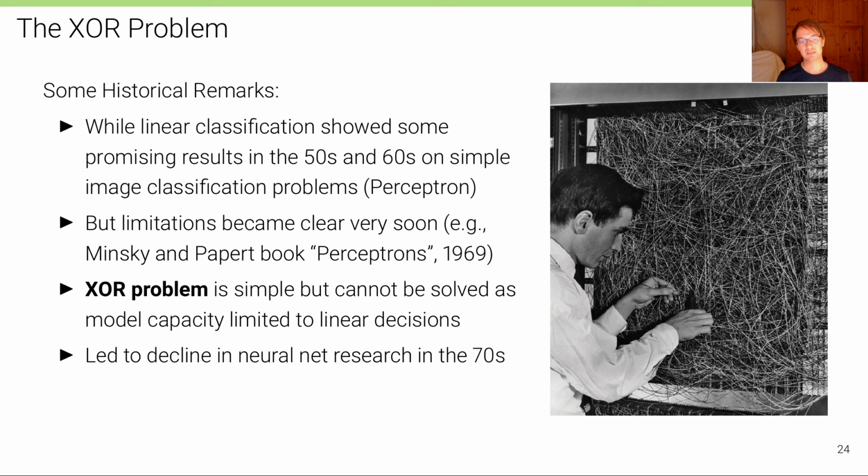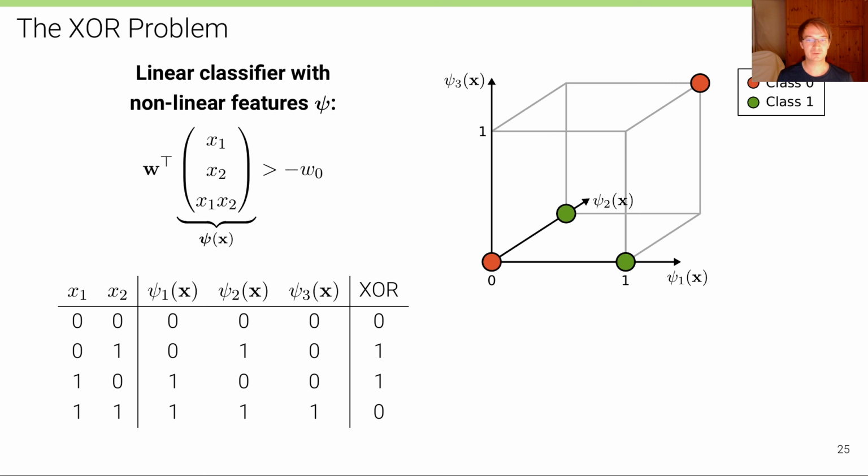And this led to a decline in interest and research in neural nets in the 70s. But the question, of course, is, well, we want to solve nonlinear problems. It's not enough to just solve linear problems. So what can we do about it? How can we solve nonlinear problems?